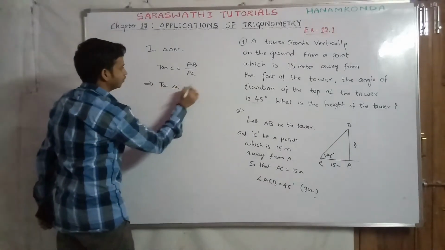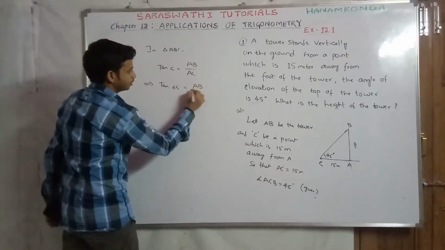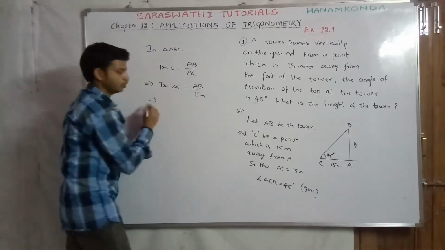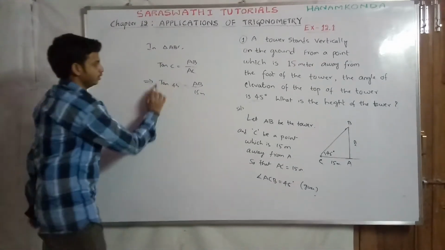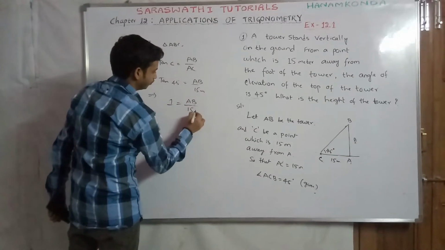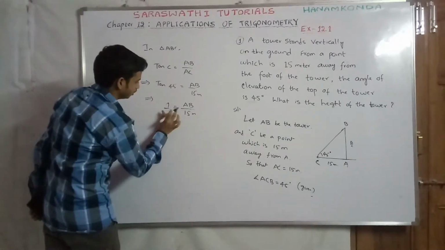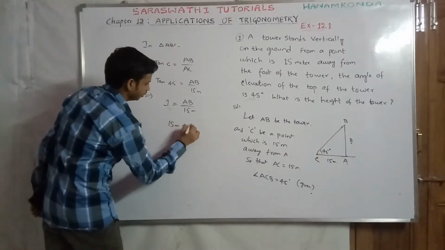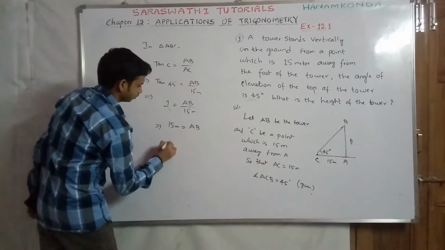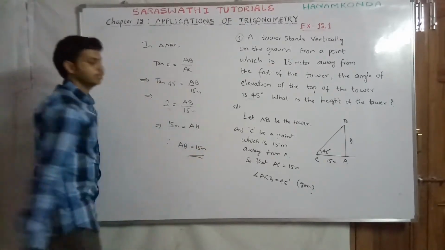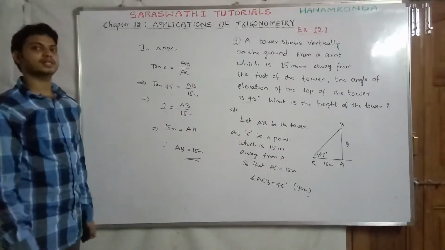Tan 45 equals AB by AC, and the AC value is 15 meters. We know that the tan 45 value is 1. So now 1 equals AB by 15 meters. That means 15 comes to the left side multiplied with 1, so 15 meters equals AB. Therefore AB equals 15 meters. The height of the tower is 15 meters. So this is the answer. We shall discuss the next question.